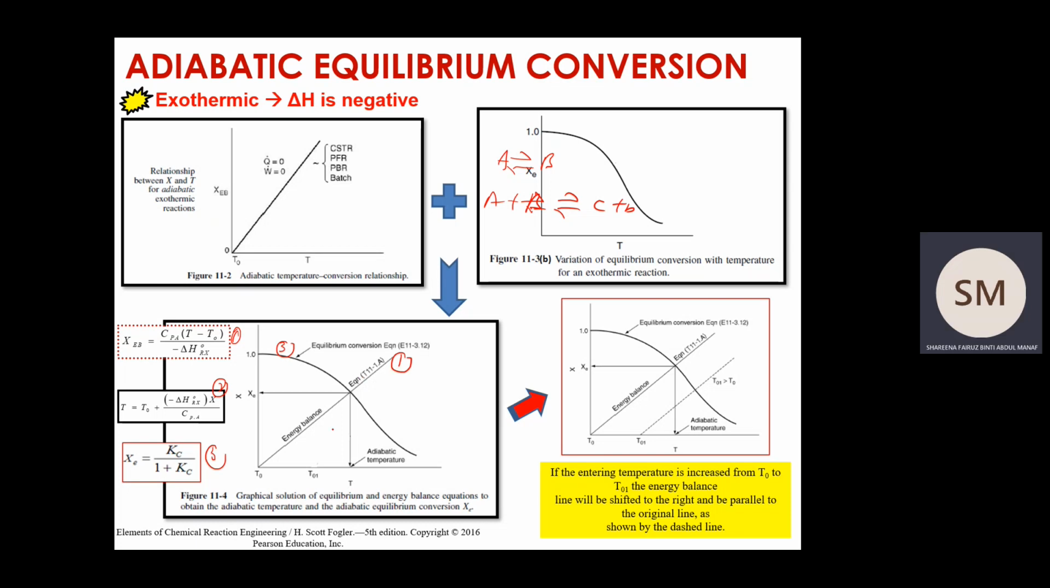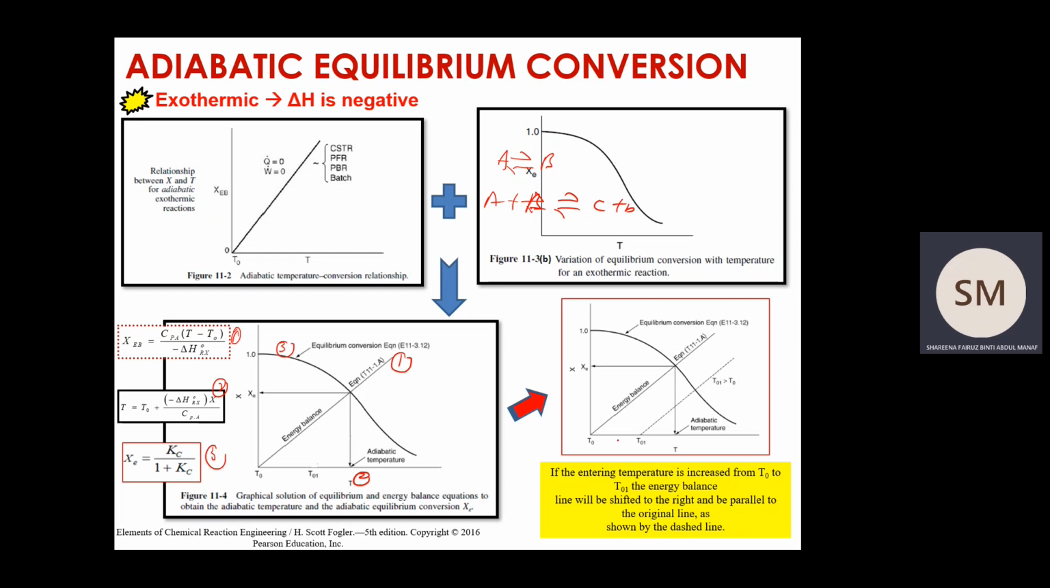Alright, so how do you get the temperature? Actually, it is by using equation number 2 here. Okay, alright. So, graphical solution of the equilibrium energy balance equation to obtain the adiabatic temperature and the adiabatic conversion X_E.